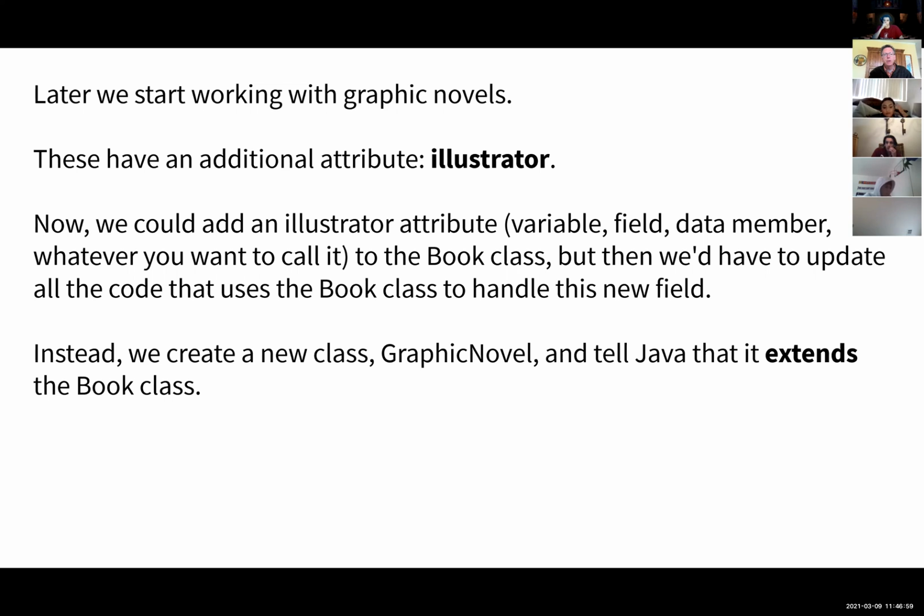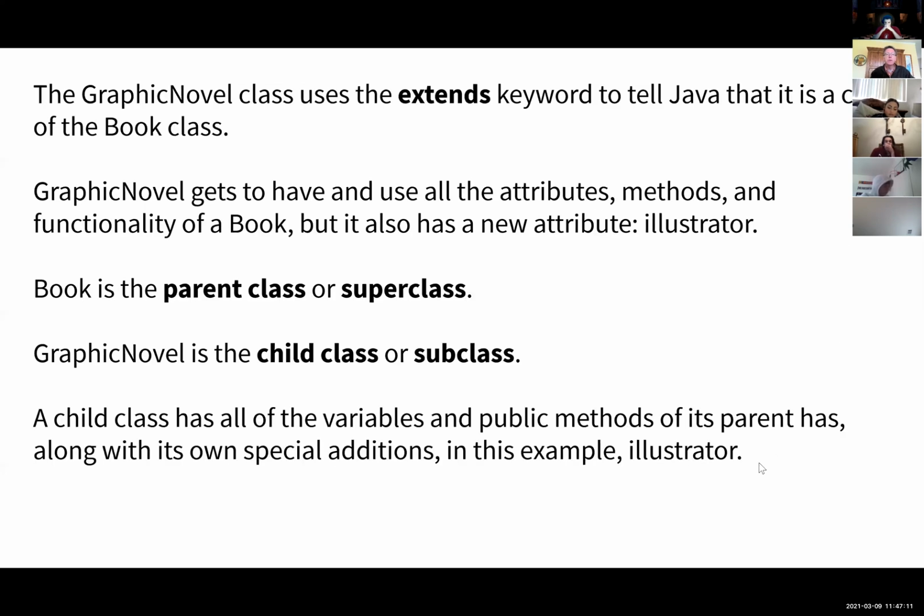So instead, we can create a new class, and we tell Java that it extends the book class. I put it in bold here. Extends is the key word here. Java uses the extends keyword to identify when there's a parent class and a child class. What's great about this inheritance thing is that this graphic novel class gets to use all the attributes, methods, and everything of a book, but it also has the new thing.